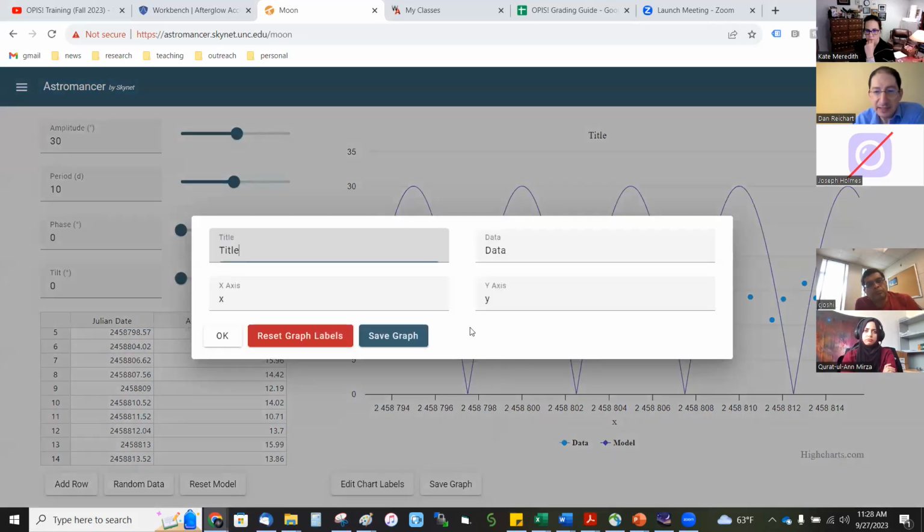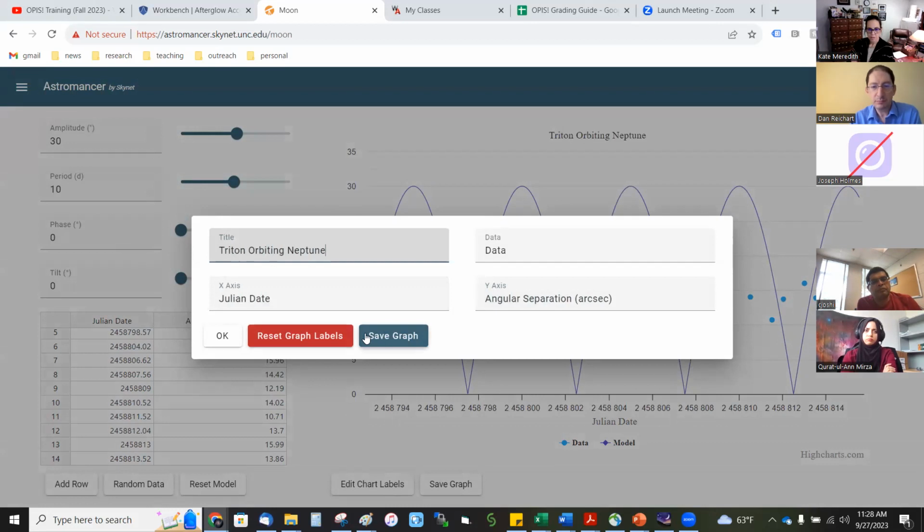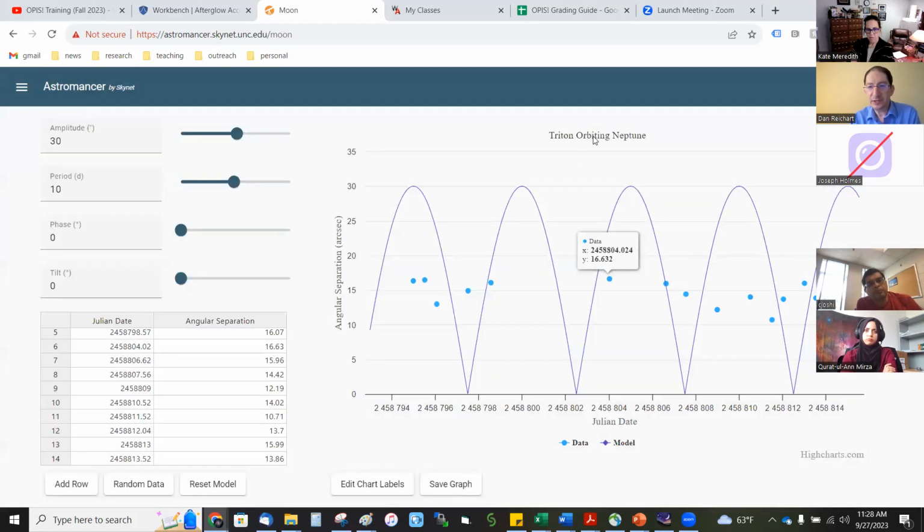And I don't know, let's set the axes first. On the x-axis, we have Julian date. On the y-axis, we have angular separation. Units are good, arc seconds. Title could be something like Triton orbiting Neptune. Okay. So the axis labels have been changed. Now we just have to fit the model.